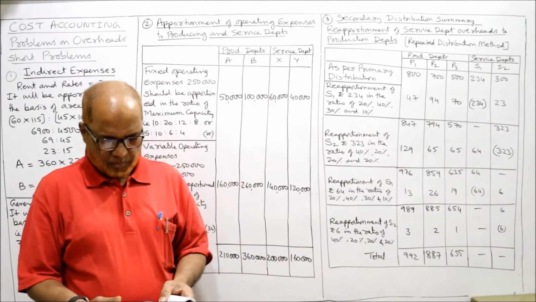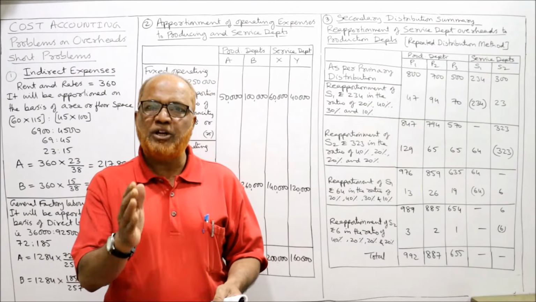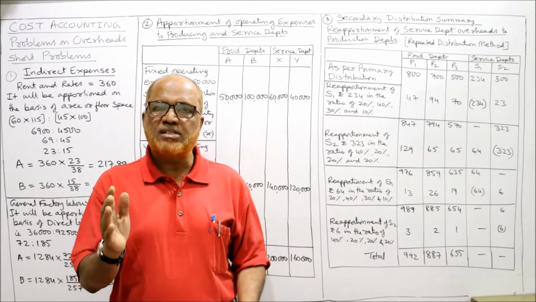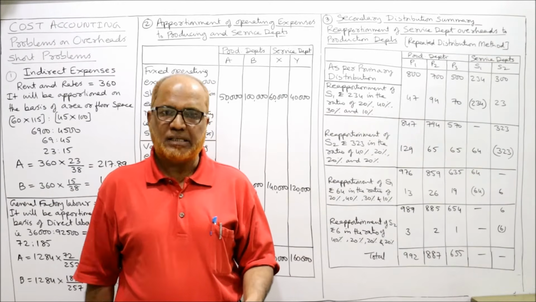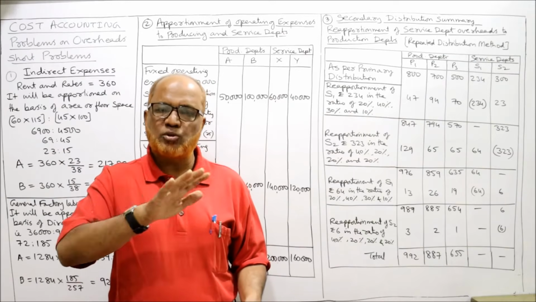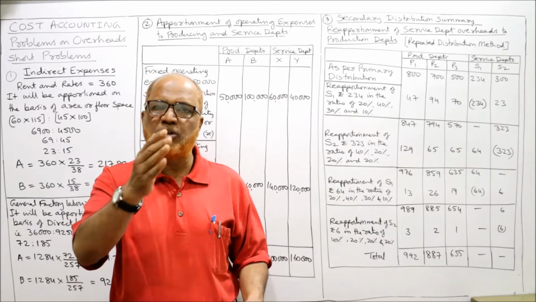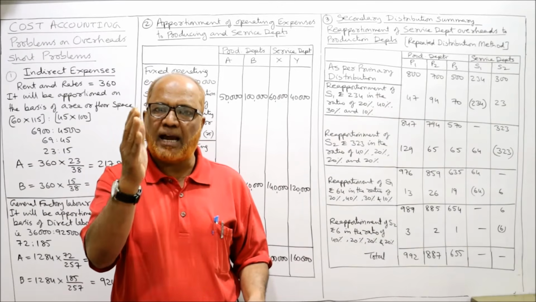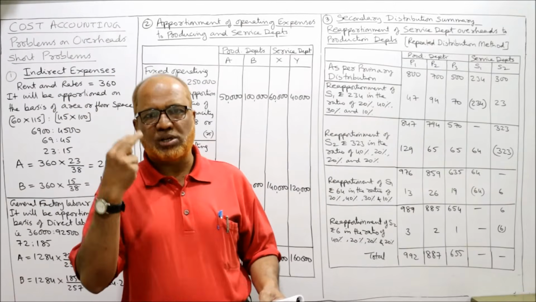Now, see the third problem. A company has 3 production departments P1, P2, P3 and 2 service departments S1 and S2 for a period. The departmental distribution summary has the following totals. Actually, primary distribution was completed. We have distributed all overheads between P1, P2, P3 and S1, S2. So totally 5 departments, 3 producing, 2 service.